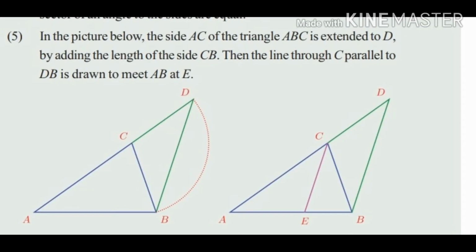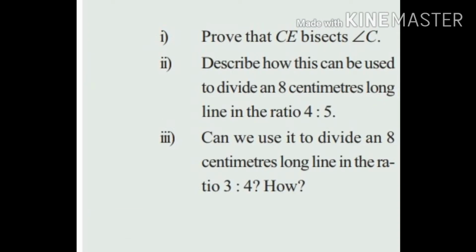Next is question number 5. In the picture below, the side AC of the triangle ABC is extended to D by adding the length of the side CB. Then the line through C parallel to DB is drawn to meet AB at E. Two figures are given, and the first sub question is prove that CE bisects angle C. Second, describe how this can be used to divide an 8 cm long line in the ratio 4:5. Third sub question, can we use it to divide an 8 cm long line in the ratio 3:4? How?